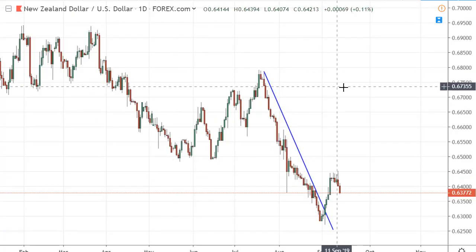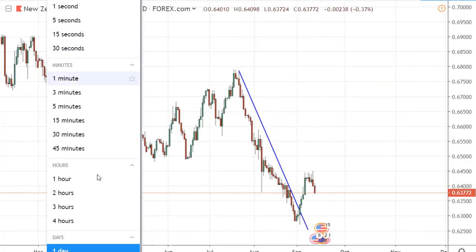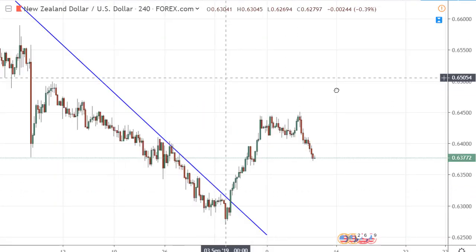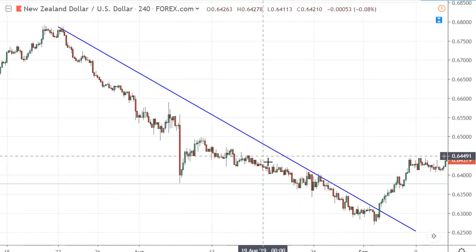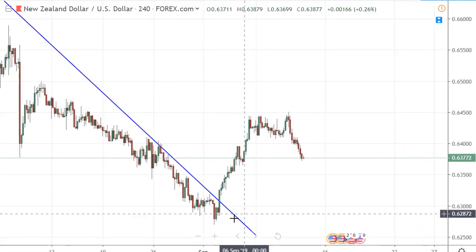Let's stay within the dollar pairs. We've got the New Zealand dollar, US dollar. You can see it on the 4-hour chart. This has been moving down for quite some time now. Then we got a break.